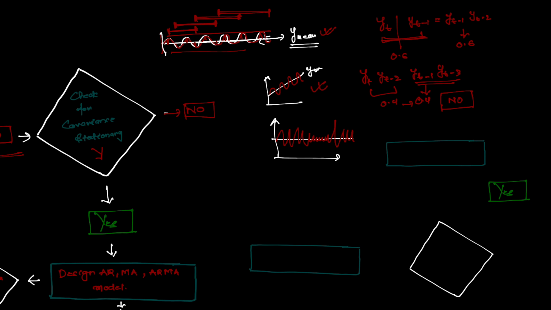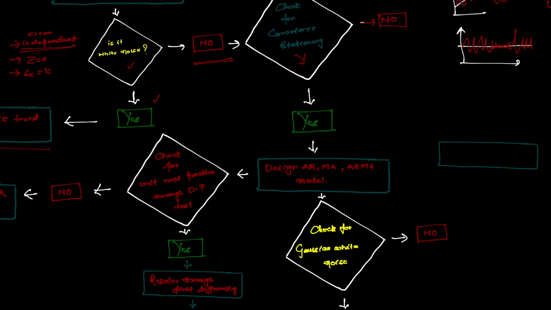So that is the meaning of the third property in the covariance stationary property of y. When I say y is covariance stationary, it means the mean is stable and finite, the variance is stable and finite, and the third is the covariance structure is stable and finite. So you will check whether y is covariance stationary or not. If it is, then you will design AR model, MA model, and ARMA model.